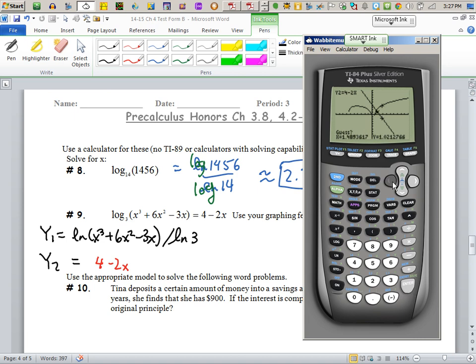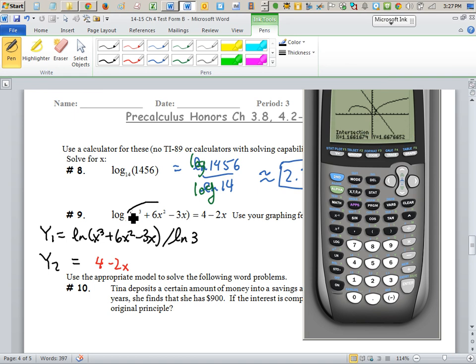It's asking me to guess, so I'm going to put my cursor as close as I can to the intersection point and press enter a third time, and I get 1.166. Now the y value looks to be very similar to the x value. That's a coincidence, and I don't care about the y value. I was asked to find what x was.